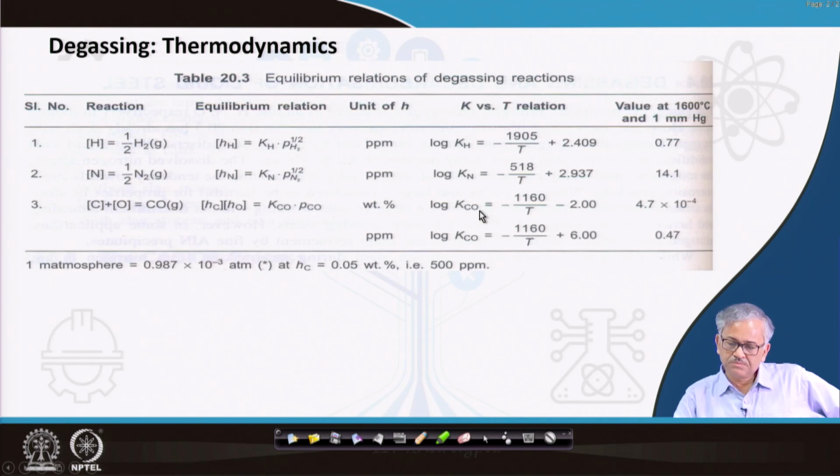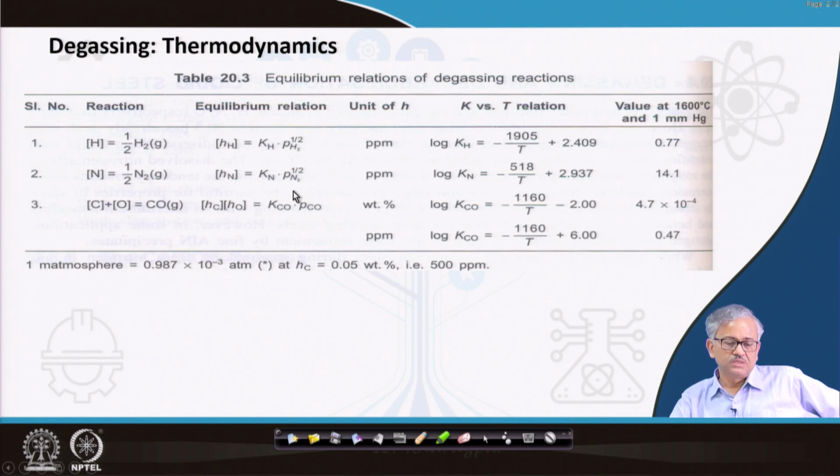This is all the thermodynamic relationship, and if we apply temperature equal to 1600 degrees centigrade or 1873 Kelvin, and pressure of 1 millimeter of mercury, which is called 1 torr pressure and is approximately 10 to the minus 3 atmosphere. Under 1 millimeter of mercury, if you put this pressure in and calculate kH from here, the activity of hydrogen in terms of ppm is 0.77. So, simply using this correlation, you can calculate that at 1600 degrees centigrade and 1 torr pressure, the hydrogen in the liquid bath can be reduced to 0.77 ppm.